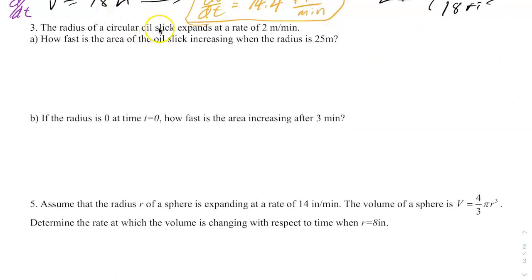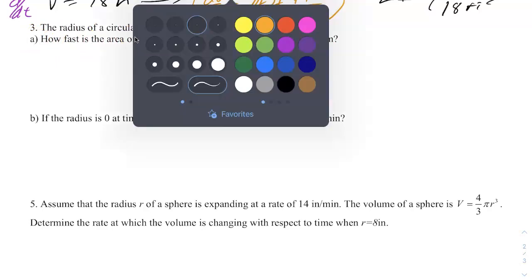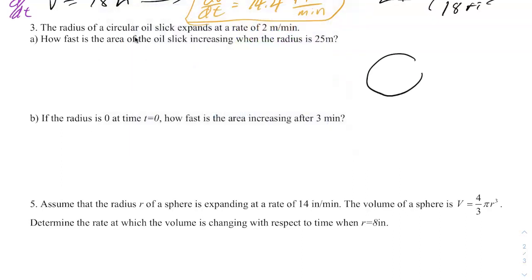The radius of a circular oil slick expands at a rate of 2 meters per minute. How fast is the area of the oil slick increasing when the radius is 25? So we have a circular oil slick. So we're just talking about a circle here. Actually, I got technology. There we go. This is my circular oil slick. And it expands at a rate of 2 meters per minute.